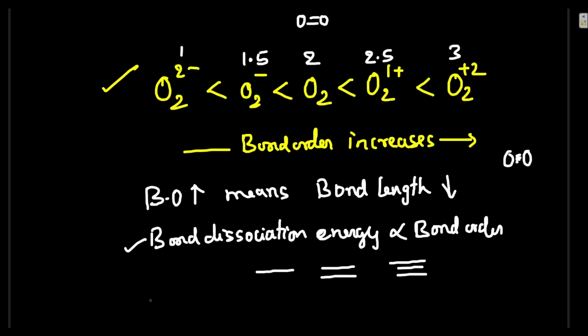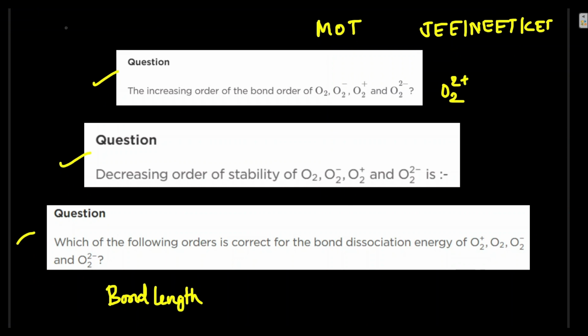Then one more question will be asked: what about the stability? Stability also depends upon the bond order directly. It means the more the bond order, the more the number of bonds between the two atoms, the more stable is the molecule. Only bond length is inversely proportional. As bond order increases, bond length decreases, and both bond dissociation energy and the stability are directly proportional to the bond order. Now easily you can solve all these questions on your own.